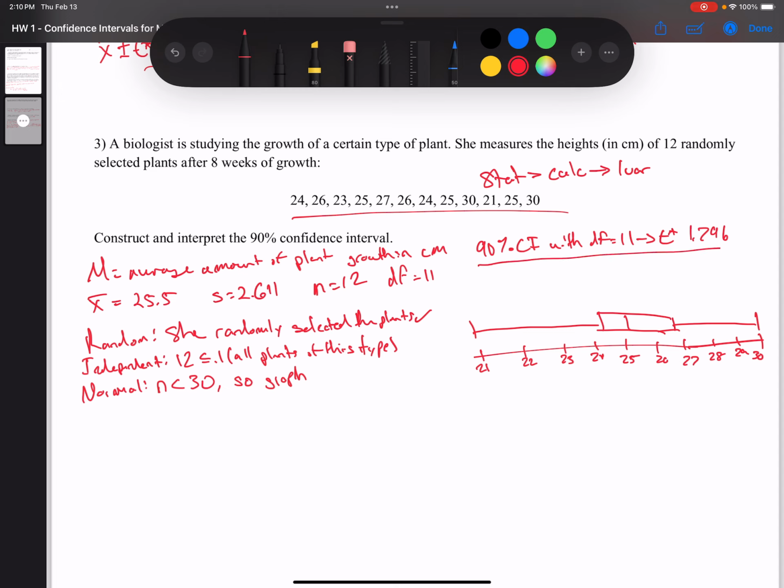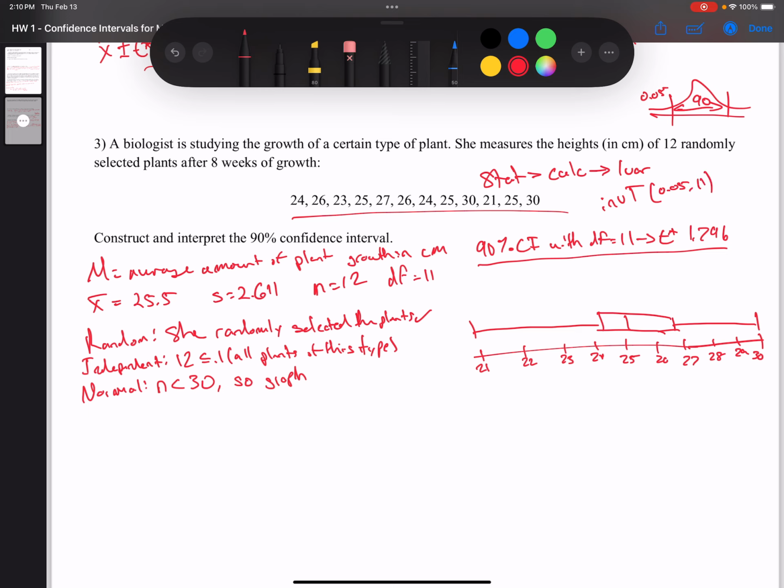So a 90% confidence interval with 11 degrees of freedom gives us a t star of 1.796. Remember, that is going to be inverse t. 90% means, let me draw a quick picture, we got 90 here, which means there's 10 on the outside, which means we're doing 0.05 for our area, and then degrees of freedom of 11. So you throw that in your calculator, and it gives you 1.796.